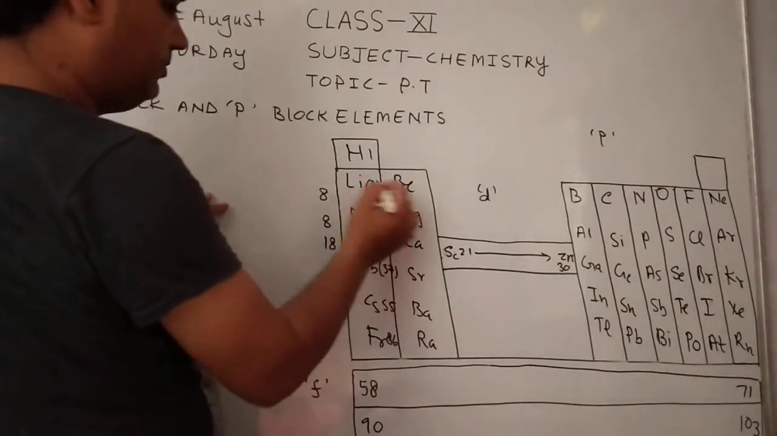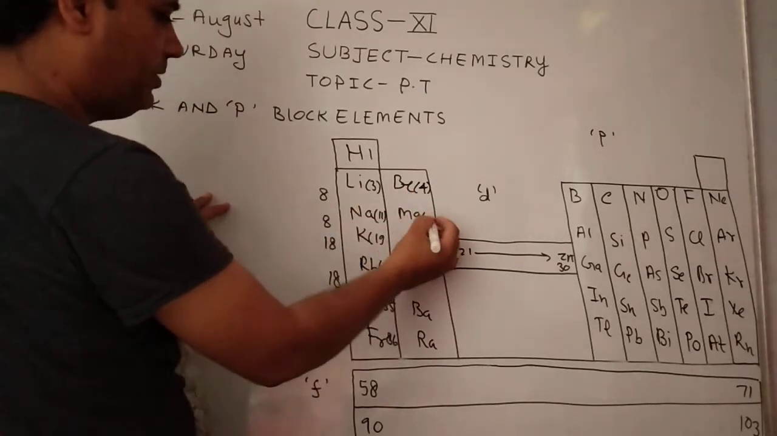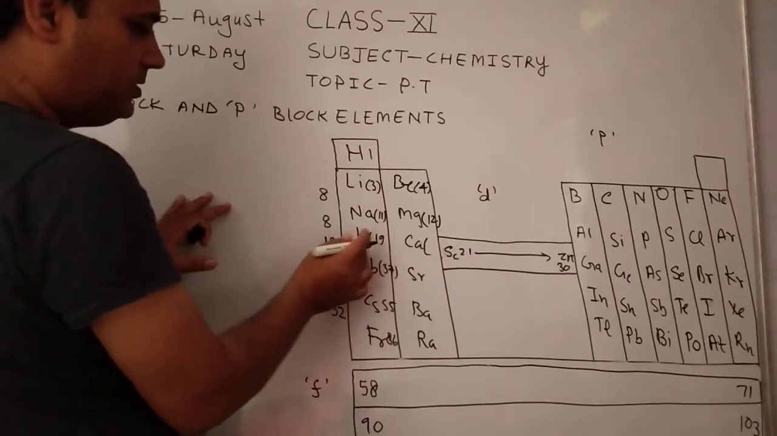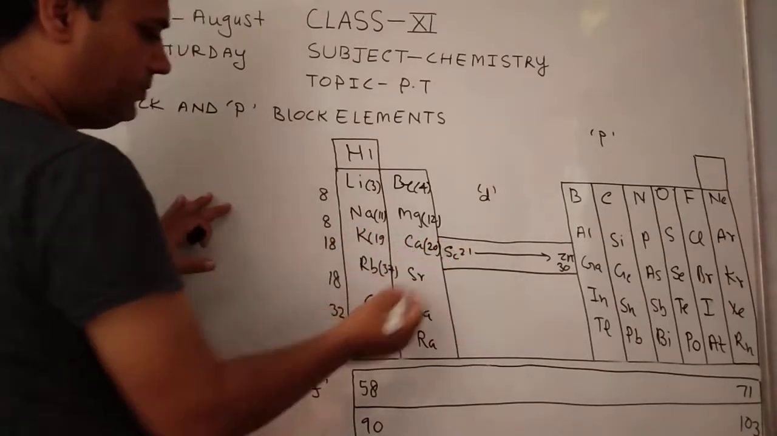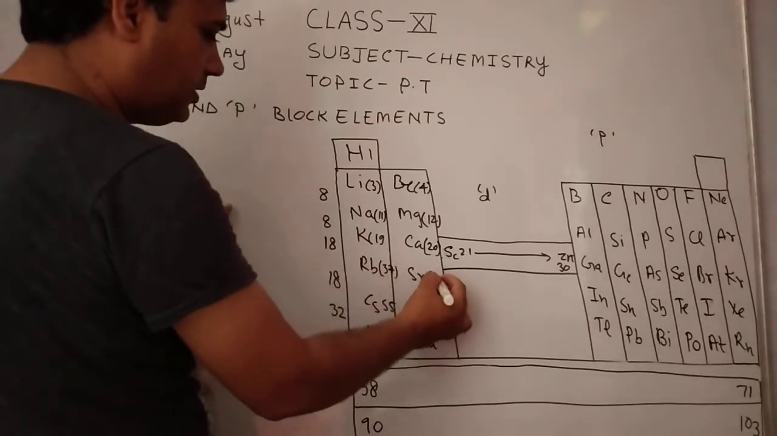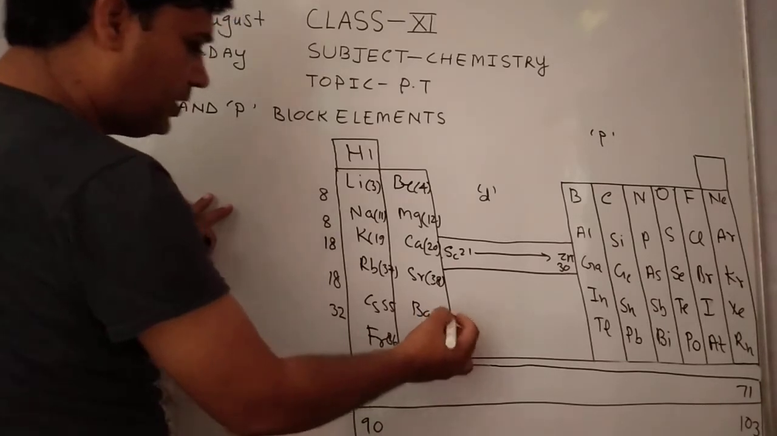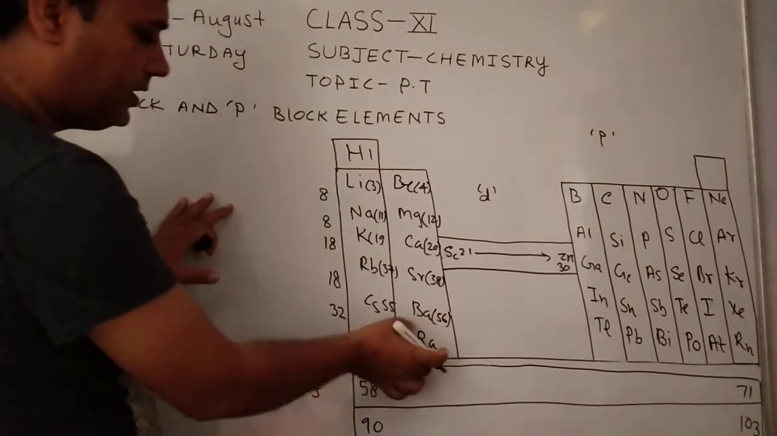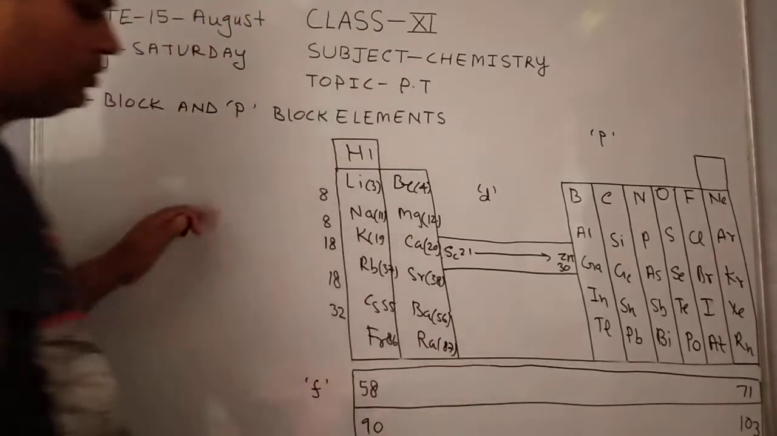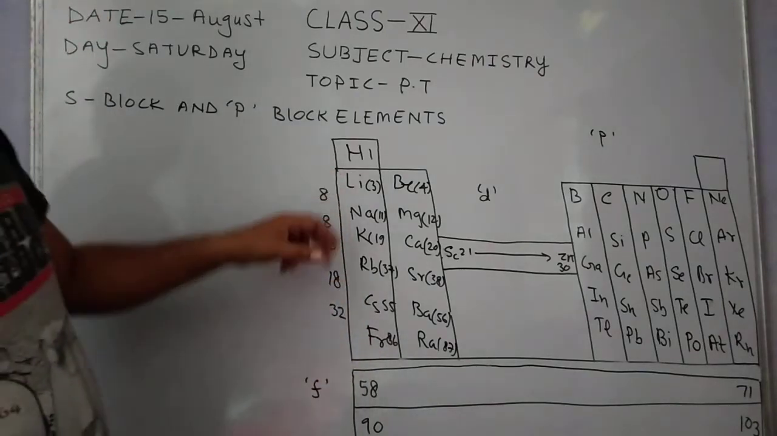The next element is beryllium, whose atomic number is 4. The atomic number of magnesium is 12, then calcium is 20, strontium is 38, barium is 56, and radium is 88. So in this way we can easily write the atomic numbers of S block elements.